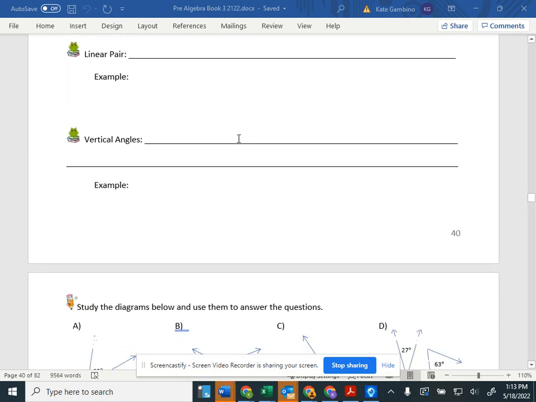A linear pair. Linear pair, this is not on my binder sheet. A linear pair are adjacent angles. Wow, I need to spell adjacent correctly. Adjacent angles. So if they're adjacent, they are right next to each other.